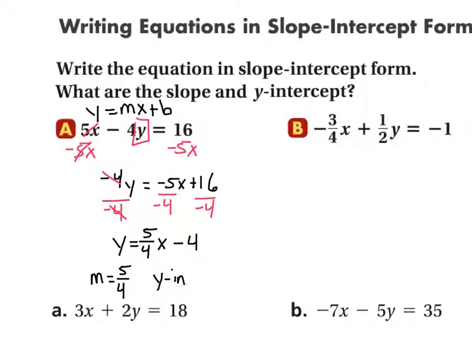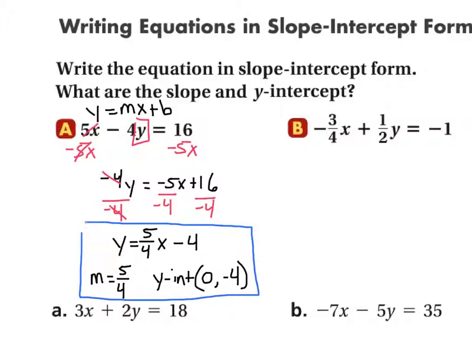Now I want to know what the coordinates of the y-intercept is. What are the coordinates of the y-intercept? 0, -4. There we go. 0, comma, -4. And there we are.